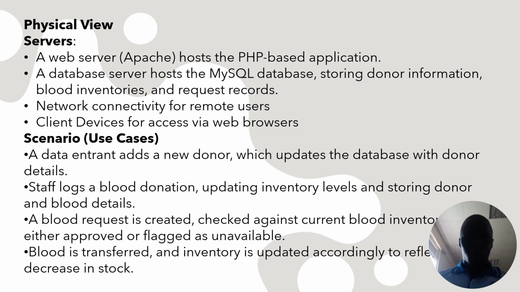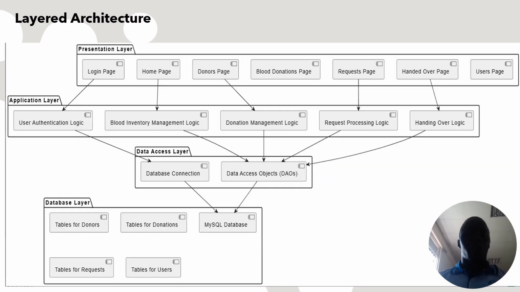So I'm going to take you through the layered architecture of our system. To start with, we are going to have basically 4 layers. The first layer is the presentation layer. It's mainly going to contain the login page, the home page, the donors page, the blood donation page, request page, handover page, and user page. As you can see, the arrows which are pointing are showing the flow of data or information between the different layers.